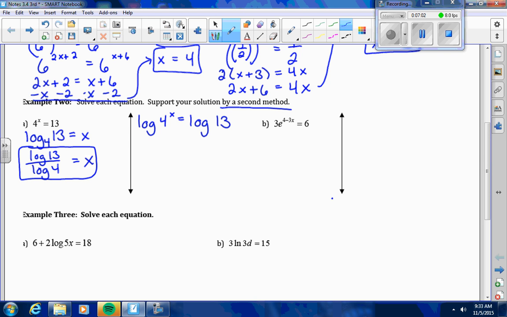Okay, so if we look at this, log of 4 to the x, what can I do with that piece of it? The x can go where? In the front. So it would be x times log 4 equals log 13. And now if I'm solving for x, what would I do? Divide by log 4. So x equals log 13 divided by log 4.